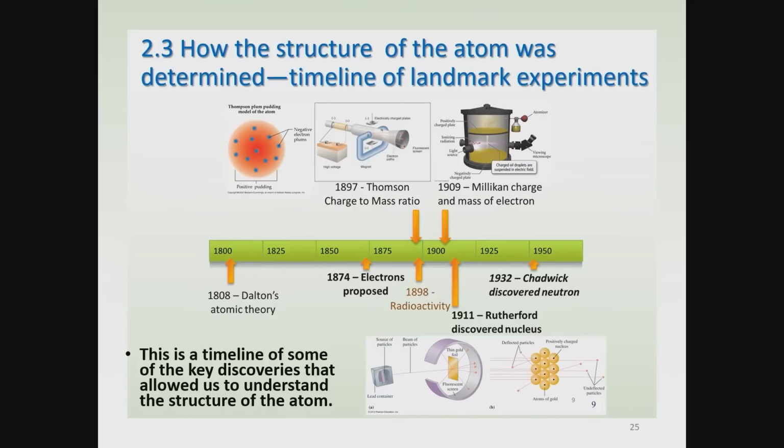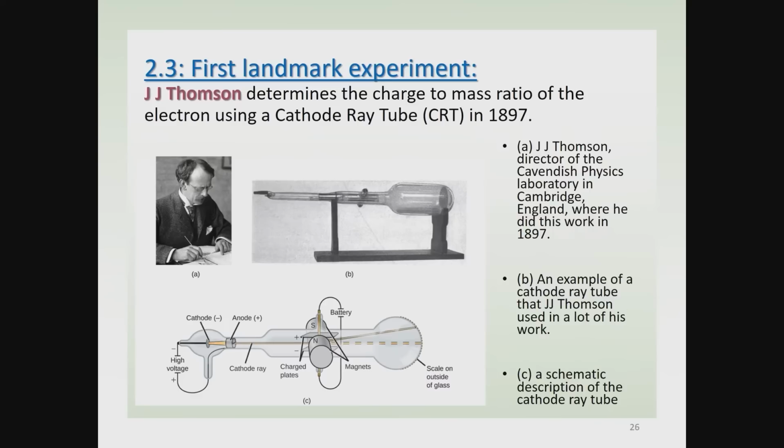I'll talk about that. Then I'll talk about a very important experiment that occurred in 1911 that showed that the atom was comprised of a very small nucleus in the center of the atom, and that the electrons are buzzing around the nucleus. Later on I'll talk briefly about an experiment done by a man named Chadwick in 1932 that indicated that there are neutrons in the nucleus.